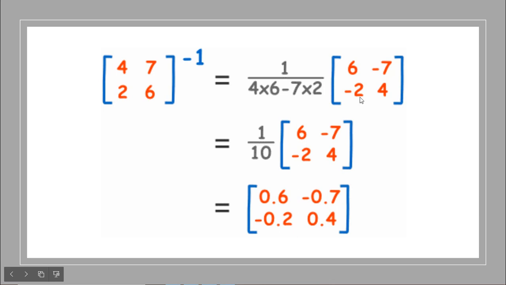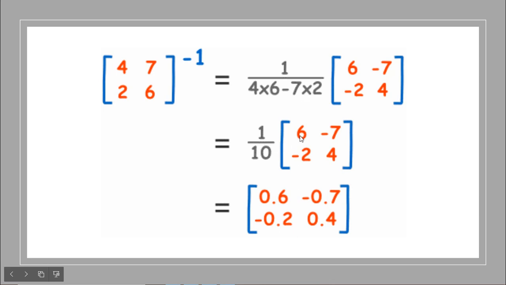Okay, so this is the adjoint. And what is the determinant of this matrix? Determinant is actually the cross multiplication of 4 and 6 and 7 and 2. 4 multiplied by 6 is 24, minus 7 multiplied by 2 which is 14. So 24 minus 14 is 10. And this is the adjoint divided by determinant, which is called the inverse of a matrix.